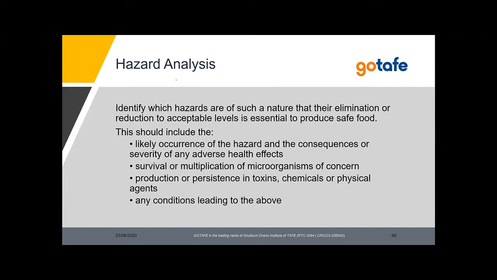So for hazard analysis, the first thing we need to do is check the risk. What are the risks? To check the risk, we basically check two things. One is likelihood, which we call frequency. And the other one we call consequences. So what would happen if this type of hazard is present in your food?